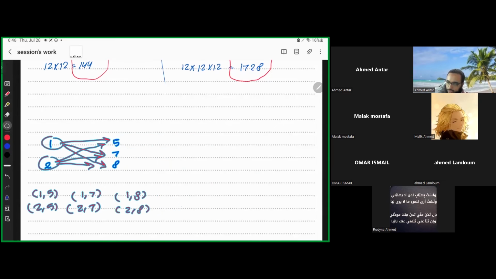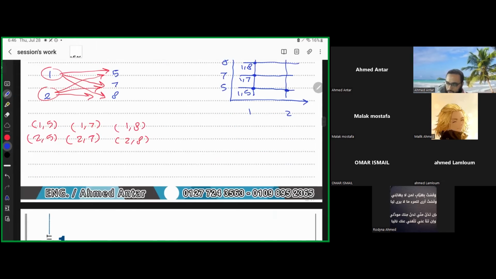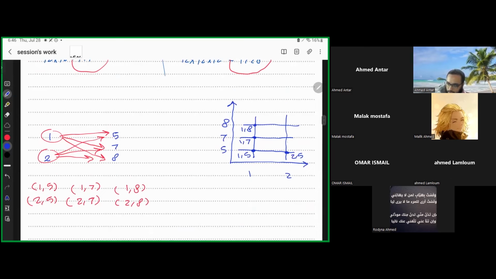هنكتب 1 و 2 هنا كده كأن ده الاكس اكسس، وعلى الواي اكسس بقى هنكتب ال5 وال7 وال8، فنطلع خط كده خط كده خط كده وهنا خط كده وهنا خط كده. فنلاقي ان البوينت دي مشتركه ما بين ال1 وال5، البوينت دي مشتركه ما بين ال1 وال7، ما بين ال1 وال8، البوينت دي common between ال2 وال5، البوينت دي 2 7، البوينت دي 2 8، هنلاقي ان هم نفس الاوردر بيرز اللي احنا طلعناهم من الطريقه الاولانيه.